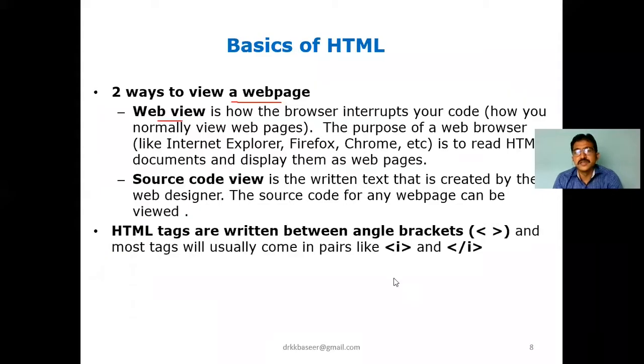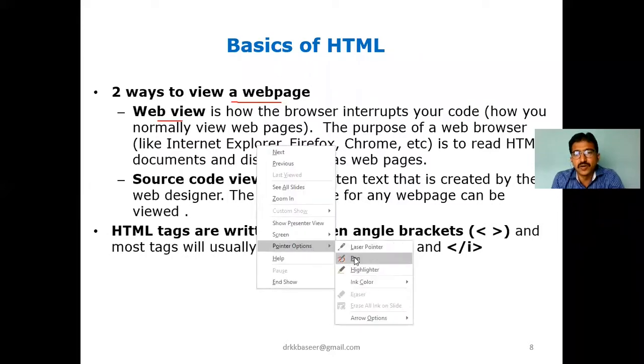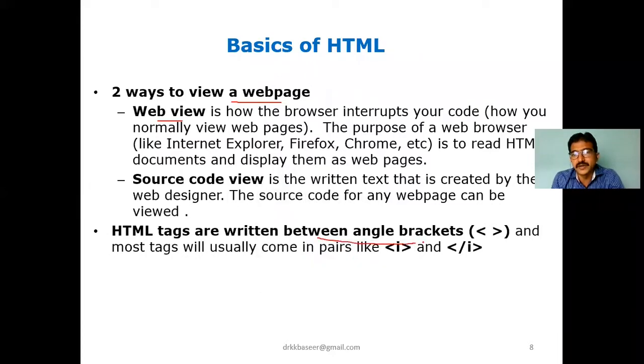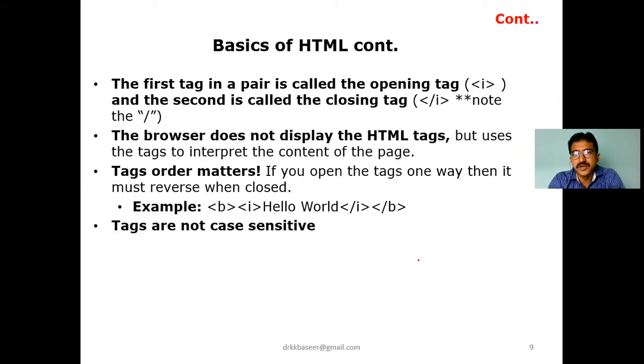Now, HTML tags are written between angular brackets, that is angle brackets, less than and greater than. And most of the tags come in a pair. Pair means what? Starting, ending, beginning, ending, right? So it starts like this. The starting tag is called the opening tag, and the one that starts with a slash is called the closing tag.